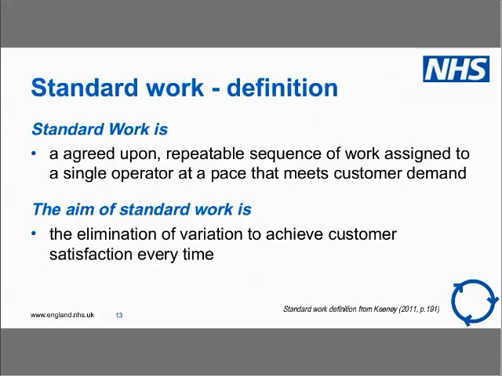So, standard work, the first of these elements, what is it? The definition is that it's an agreed upon, repeatable sequence of work assigned to a single individual at a pace that meets customer demand. It's a little bit wordy, but the important thing there is it's agreed upon and it's repeatable. So it's a process that we've documented and we can repeat it and we can do it consistently again each time. So the idea of that is if we can do that, we can eliminate variation to achieve customer satisfaction in every instance of operating a particular process.